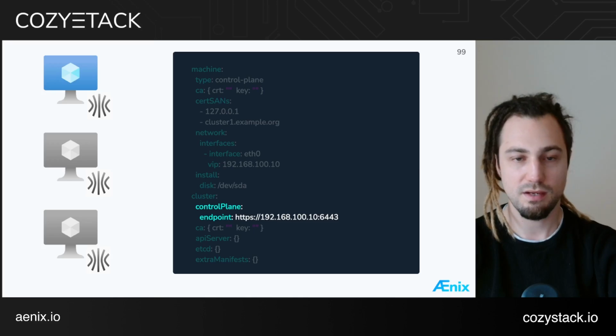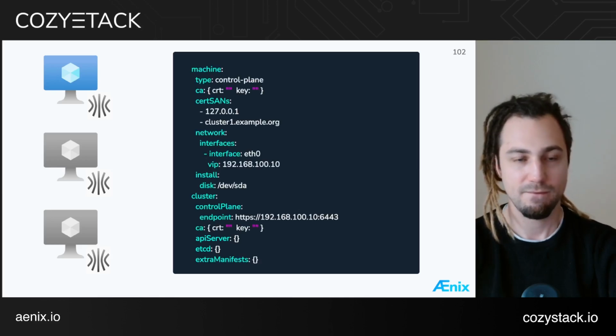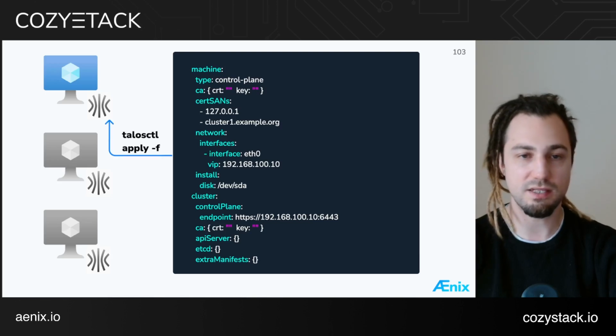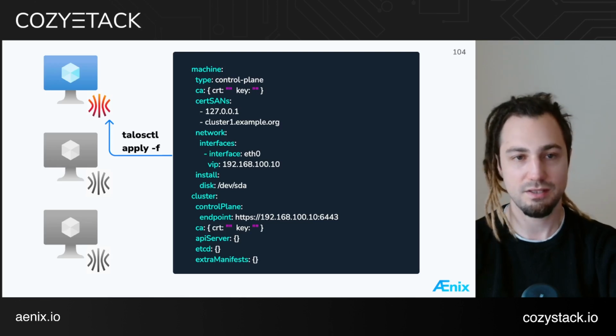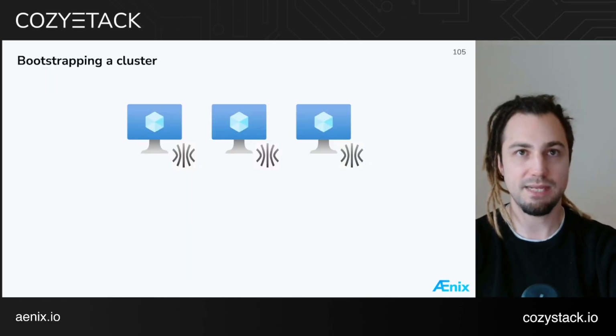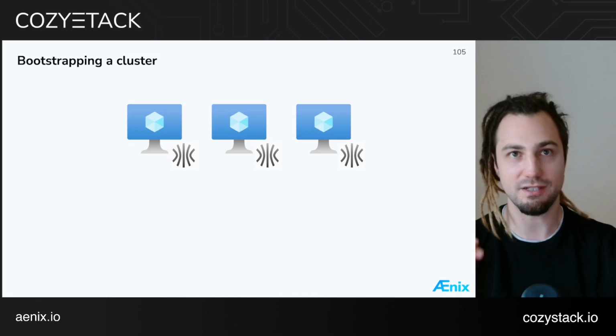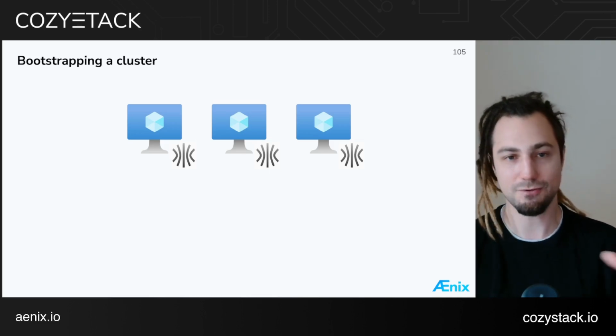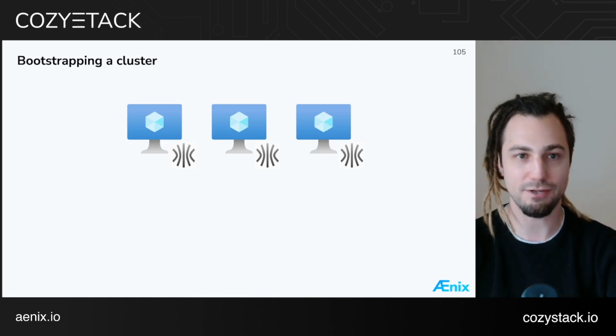In the machine section, you can specify the type of machine, certificate settings, networking settings, and disk to install. In the cluster section, you can specify the control plane for Kubernetes, the same as certificates for Kubernetes, and various components configuration like API server, kubelet, etcd. And afterwards, after you fill in all of these settings, you can just use talosctl, a tool similar to kubectl, and apply this configuration to the node. So after applying, this node gets configured.